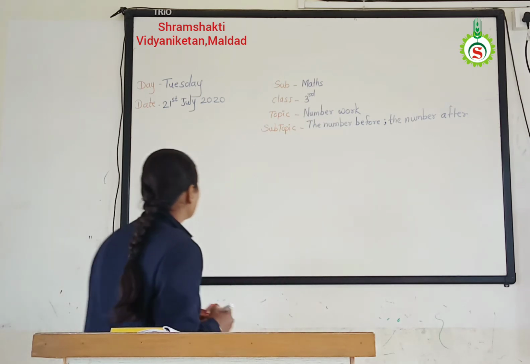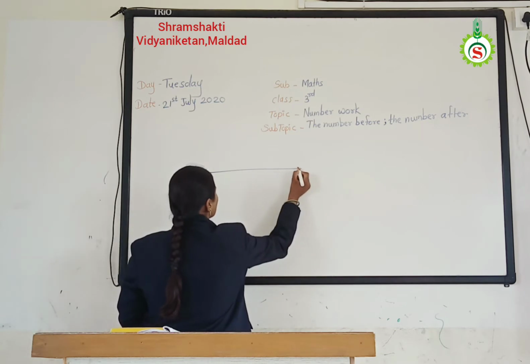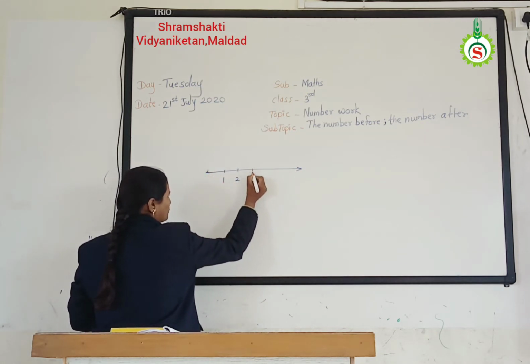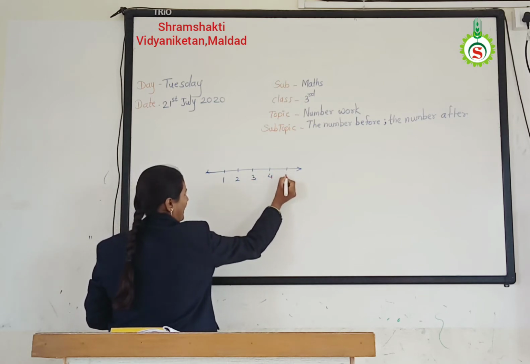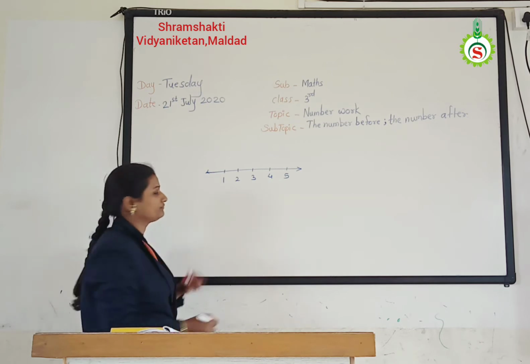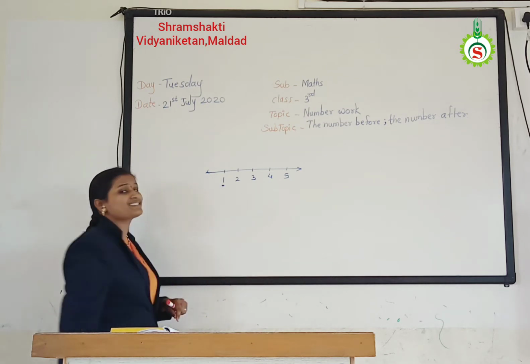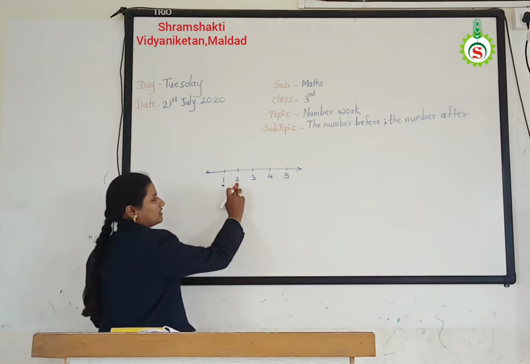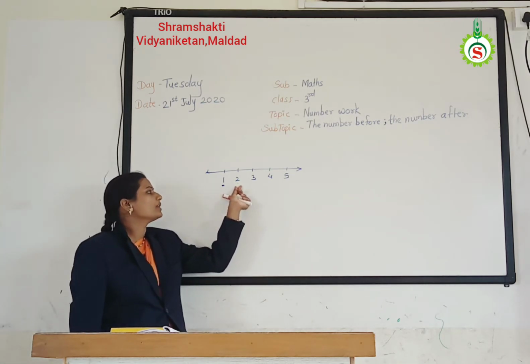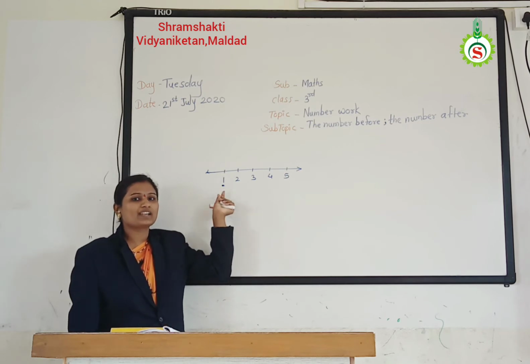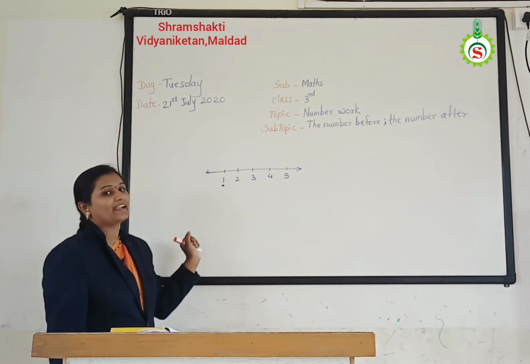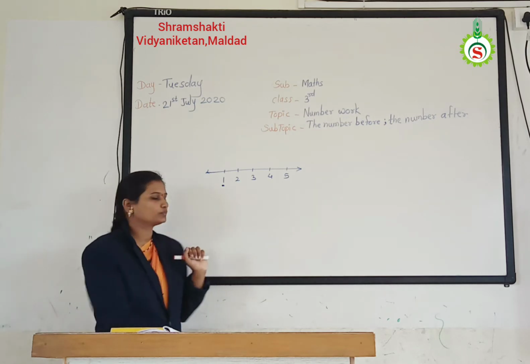Suppose, first of all, we draw a line, means number strips 1, 2, 3, 4 and 5. Okay. First, what is the given number? Which is the next number? See, 2 is the next number. 2 is how much? 2 is bigger than 1. How to find? For that, we subtract 1 from 2.